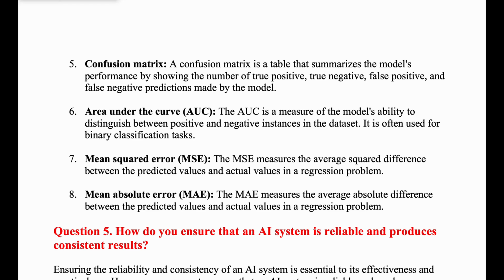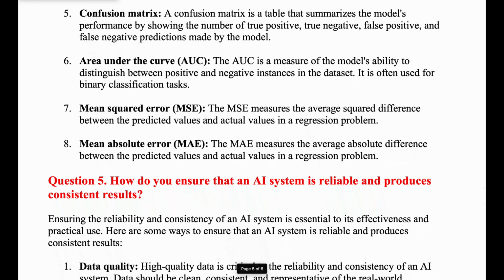Seventh is mean square error, MSE. The MSE measures the average squared difference between the predicted values and the actual values in the regression problem. And the last one is the mean absolute error, MAE. The MAE measures the average absolute difference between the predicted value and the actual value in the regression problem.